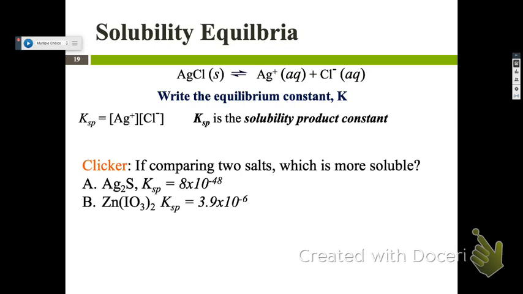Yeah, B has a higher KSP since we're only dealing with products because the reactant is a solid. The higher the KSP means the more products we have. And so the more products we have in solution, the more soluble our reactant was. What do you guys think about that? Sounds logical. Would anyone like to argue the other side?